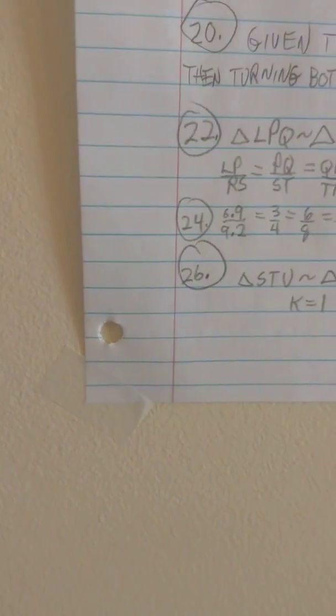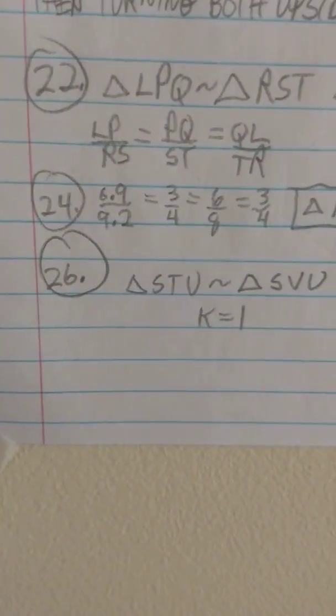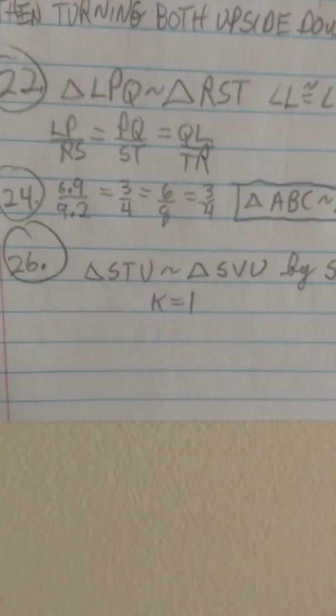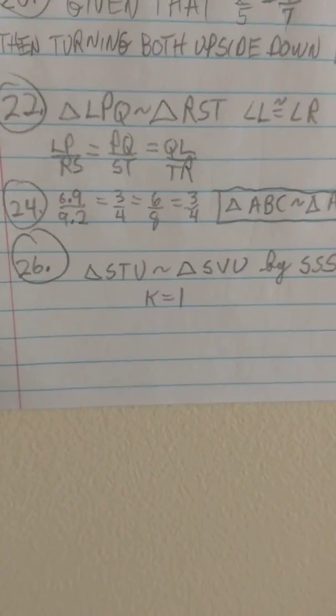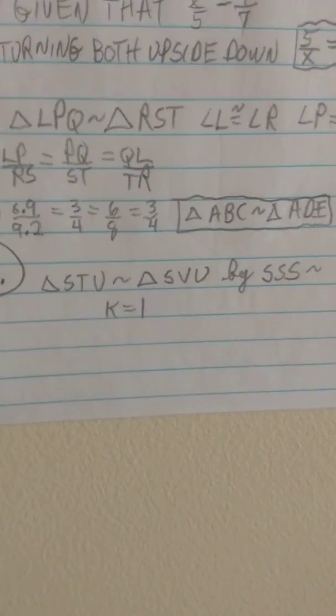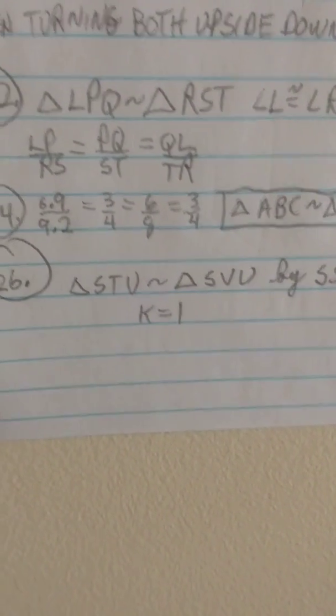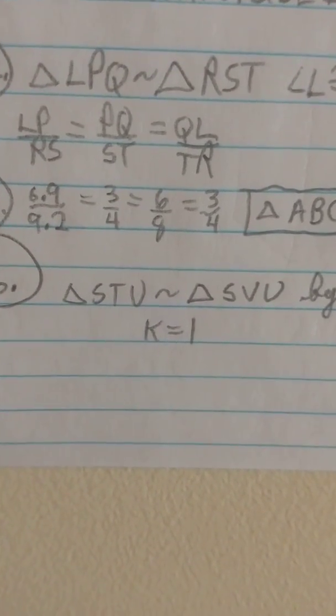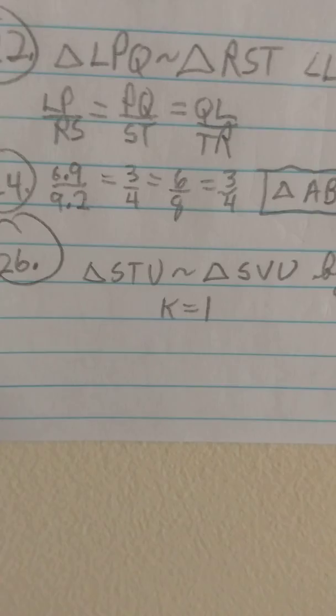And then 26 is really easy. Triangle STU is actually congruent, but it's still similar also to triangle SVU by SSS similarity with a K equals 1. And this concludes our first day of home learning for Monday, March 30th.